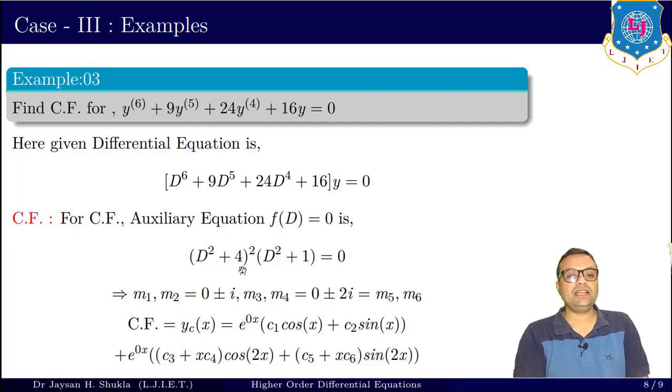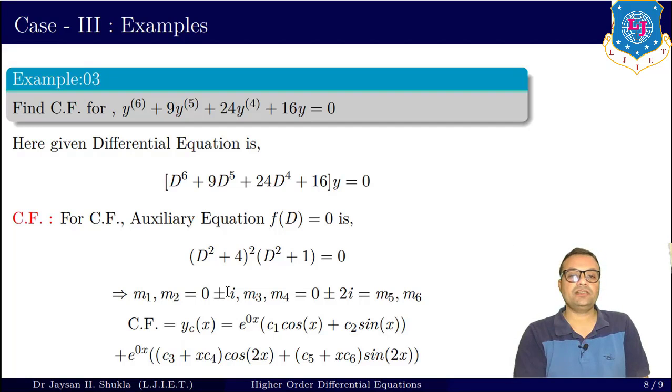Now, if I take my first part as (D square plus 4) whole square, then it gives me m1, m2 as 0 plus or minus 2i, equal to m5, m6. And for D square plus 1, m3, m4 are 0 plus or minus i. So here my complementary function will take place in this way. It is e raised to 0x, because alpha is 0 over here, into c1 cos x plus c2 sin x, as beta is equal to 1.